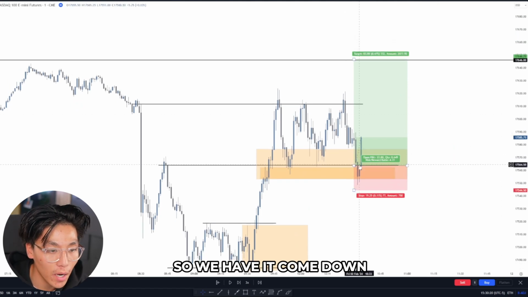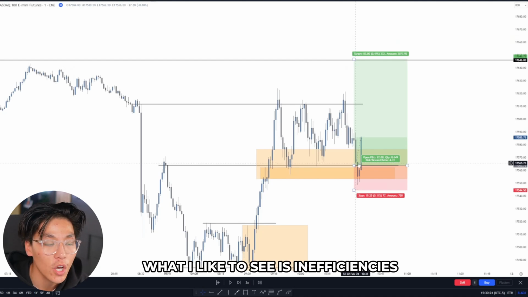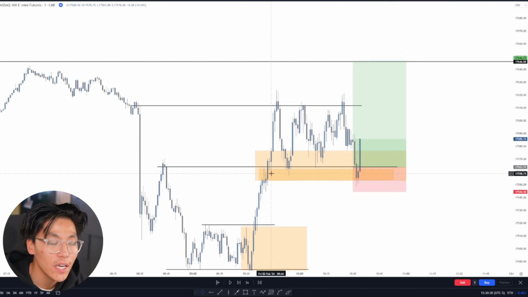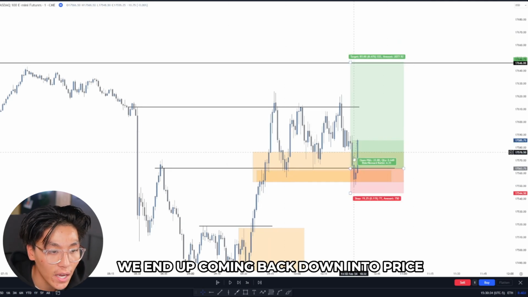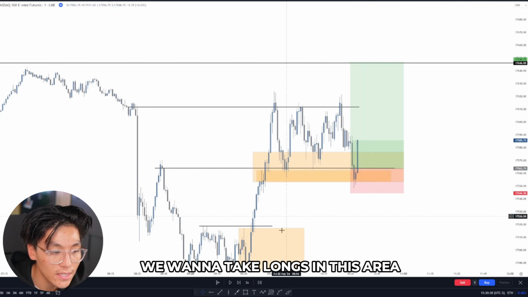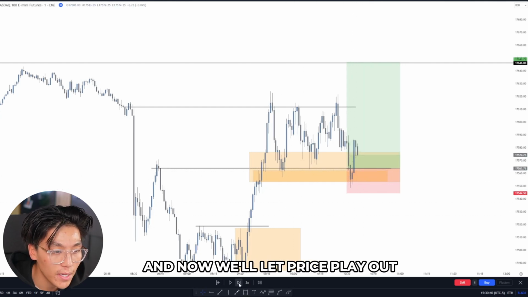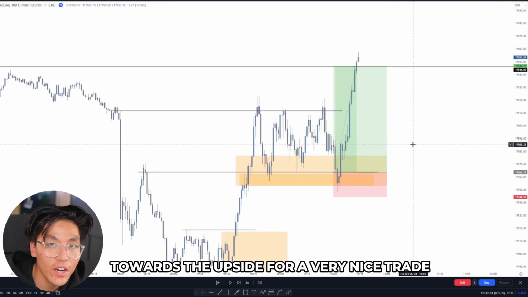So we have it come down. There's displacement that I talked about earlier. A lot of confluences. What I like to see is inefficiencies, retests, and then potential order blocks. As you can see, there's all three in this case. We end up coming back down into price. So this is our signature. We want to take longs in this area, and now we'll let price play out. And you can see it absolutely launches towards the upside for a very nice trade.